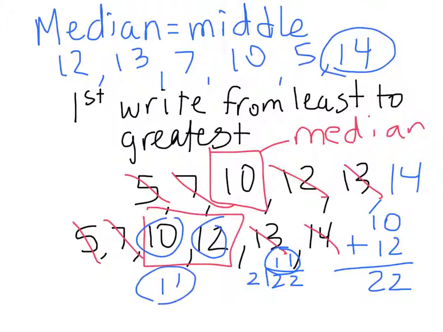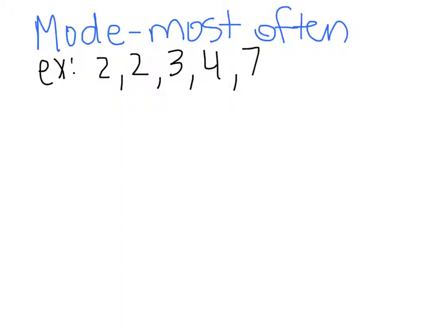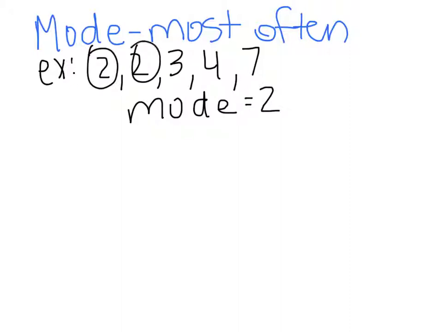Going on to the next one would be the mode. The mode means the most often, the number that occurs most often. Let's say we have this set of numbers here. For example, we have 2, 2, 3, 4, 7. The mode in this case would be 2 because the 2 occurred twice and the other ones only occurred once.